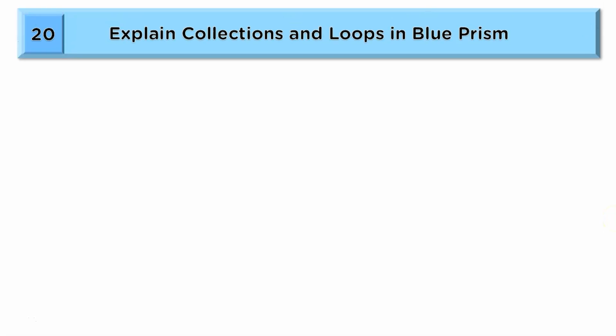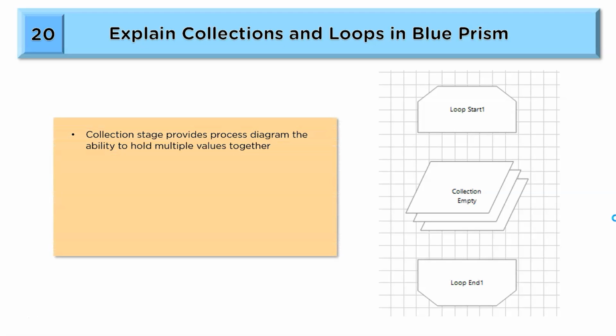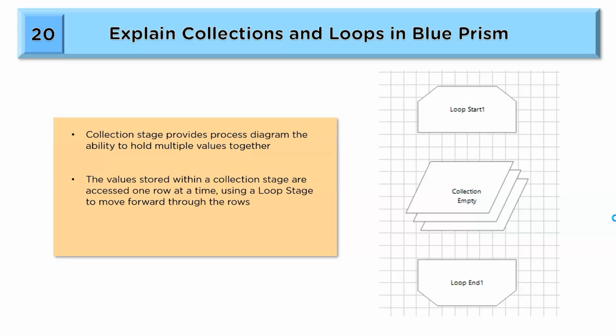Explain collections and loops in Blue Prism. A collection stage provides the process diagram the ability to hold multiple values together. The values stored within a collection stage are accessed one row at a time, using a loop stage to move forward through the rows. A loop stage is divided into two parts, loop start and loop end.